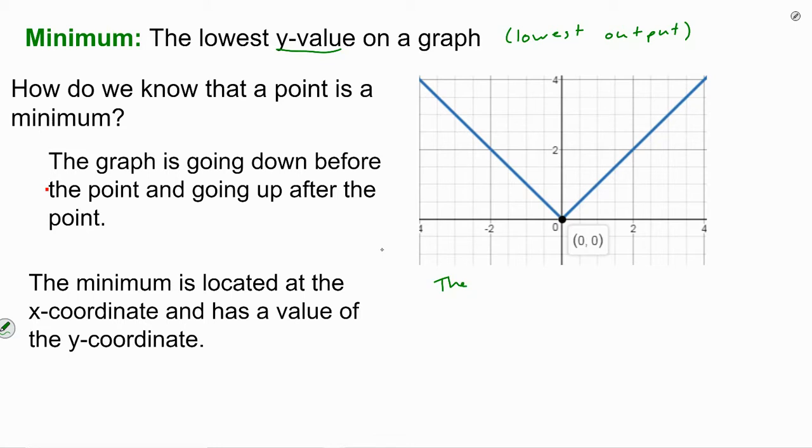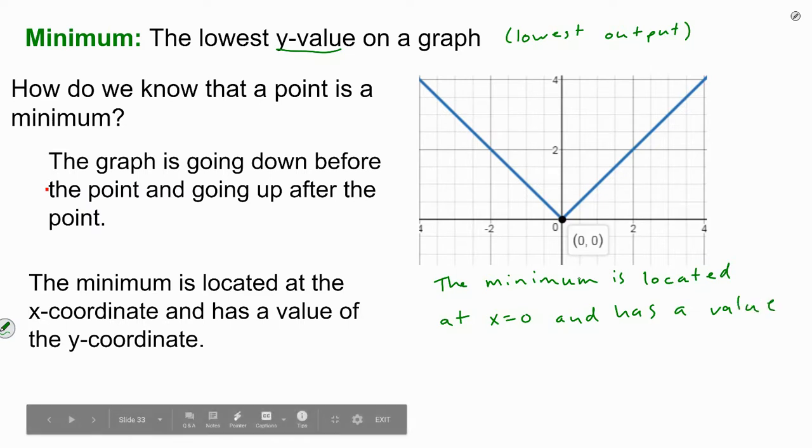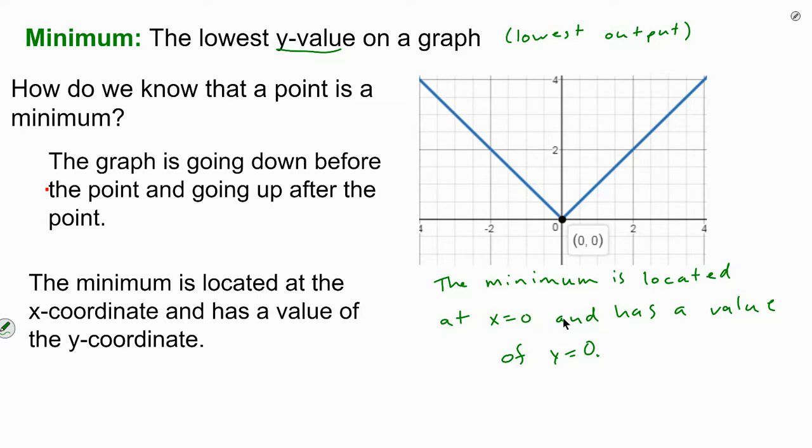So in this particular case, we would say the minimum is located at x equals 0 and has a value of y equals 0. So that's it. That's a minimum. And that's about as in-depth as we're going to get today, as we're just going to look at minimum and maximum. So let's take a look at a couple problems, and that's it.